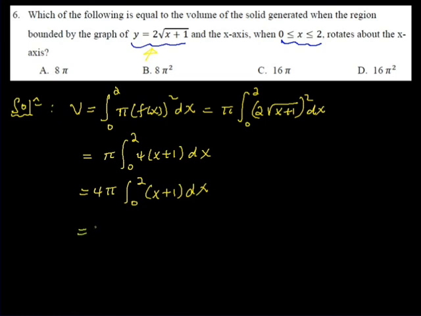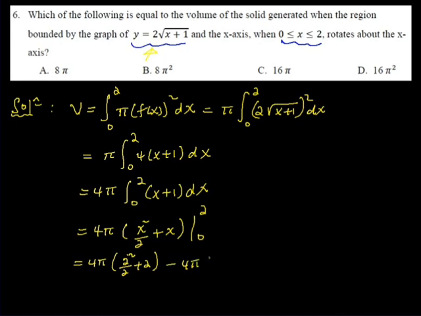So this becomes 4 pi times x squared over 2, which is the integral of x. The integral of 1 is x. We evaluate this from 0 up to 2. First substitute 2: 4 pi times 2 squared over 2 plus 2, minus 4 pi times 0 squared over 2 plus 0. So this whole thing becomes 0.